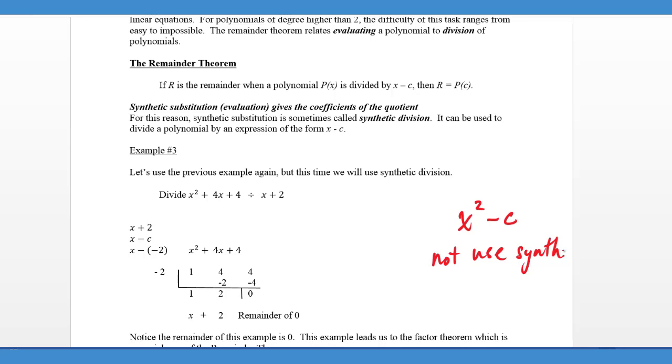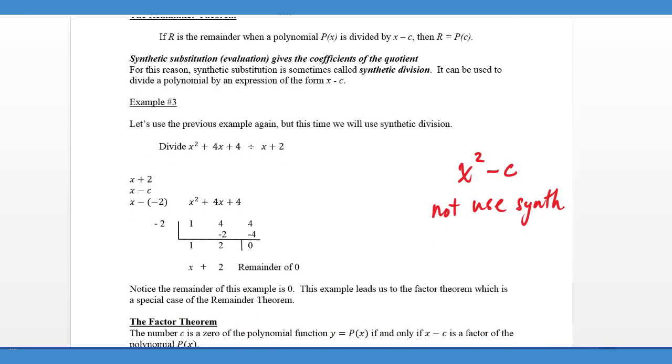However, if we do have a linear expression, in this case x minus c, then we can use synthetic division in place of polynomial long division. And that makes life a whole lot easier. You can see in example 3 how dividing by x plus 2 is a form of x minus c. And so we're going to use the negative 2 here. We had to convert to use the negative 2 for our synthetic division in this process.